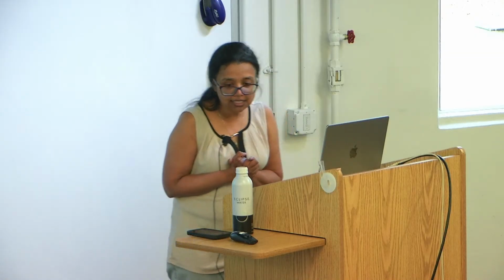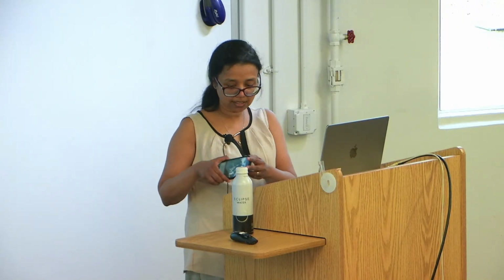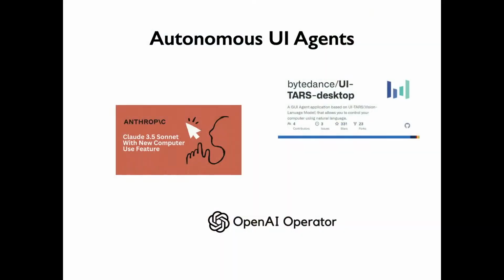Let me start out with an example of task completion. I'm sure many of you have heard about autonomous UI agents. Right now, I don't think there's any agent actively used in production, but several agents have been released and people are trying them out. Anthropic had a version of Sonnet with a computer use feature. OpenAI had Operator. UI-TARS is the most advanced open weights model that can be a UI agent.